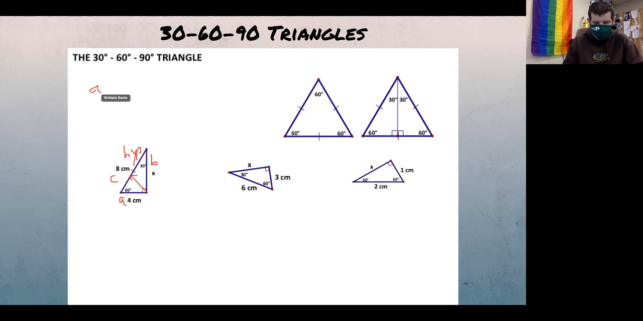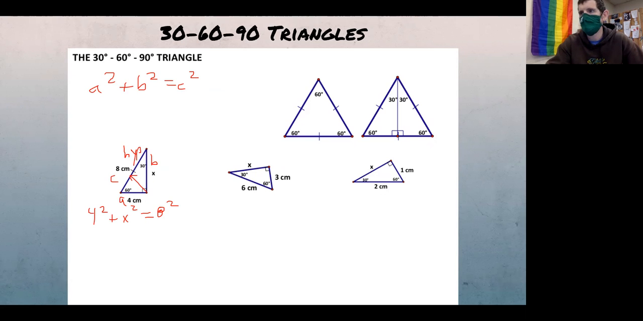We need to remember A squared plus B squared equals C squared. And now we can just start setting this up and going through it. So I've got A squared is 4 squared plus my unknown B, which is x squared, equals 8 squared. All right, is everyone good with that? Any questions on how I came up with it? Okay. So 4 squared plus x squared equals 8 squared. That's all good.